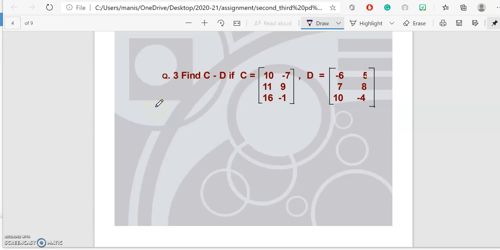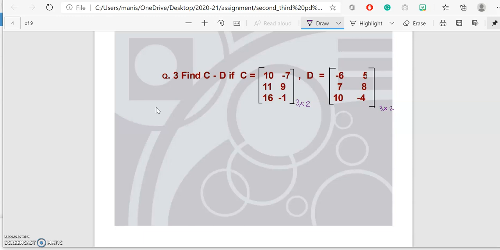Now this is an example of subtraction of two matrices. It says subtract C minus D. So I will take C first and D second. First of all, we will write the order of this matrix. How many rows do I have? 1, 2, 3. 3 rows and 2 columns. Similarly for D, 3 rows and 2 columns.